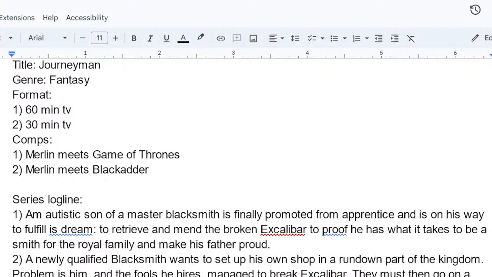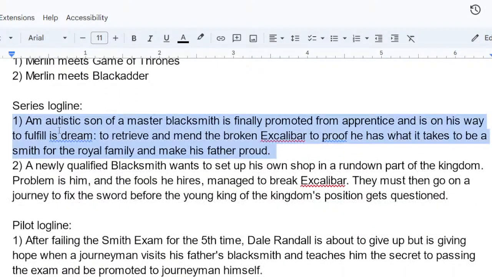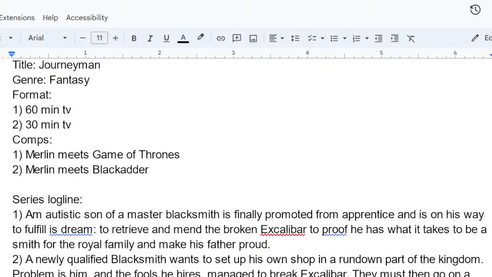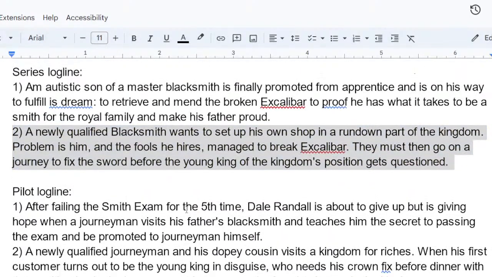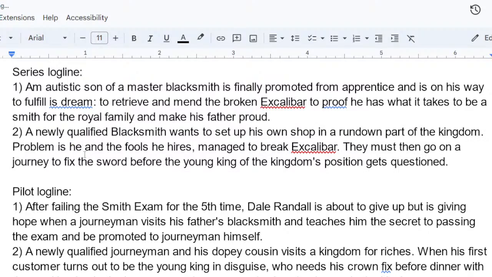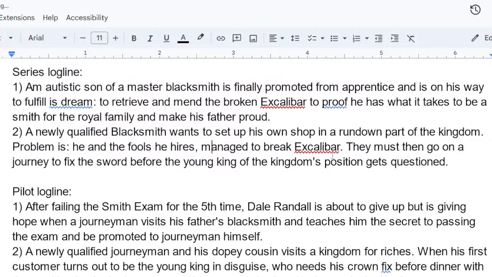So are these two different loglines for both versions of the story? Yeah. Okay. So just do number 2 then. Let's look at number 2. Can you read this out for us? Yeah. A newly qualified blacksmith wants to set up his own shop in a rundown part of the kingdom. Him and the fools he hires manage to break Excalibur, the sword. Must then go on the journey to fix the sword before the young king's position gets questioned. Very wordy. Yeah. That's okay.